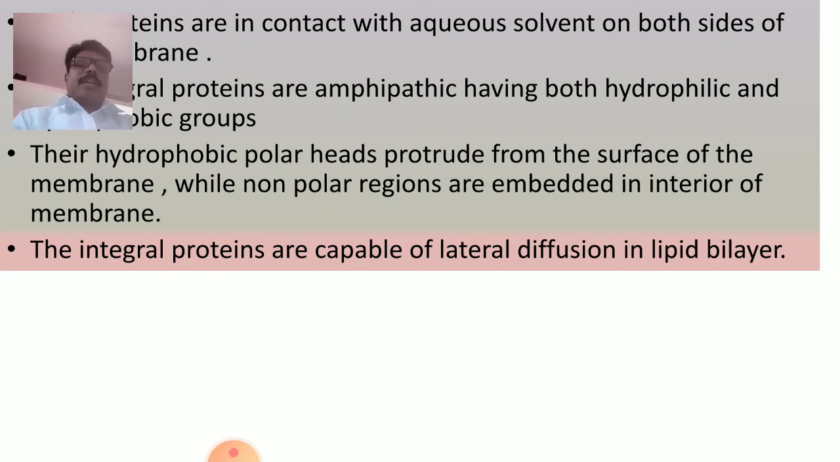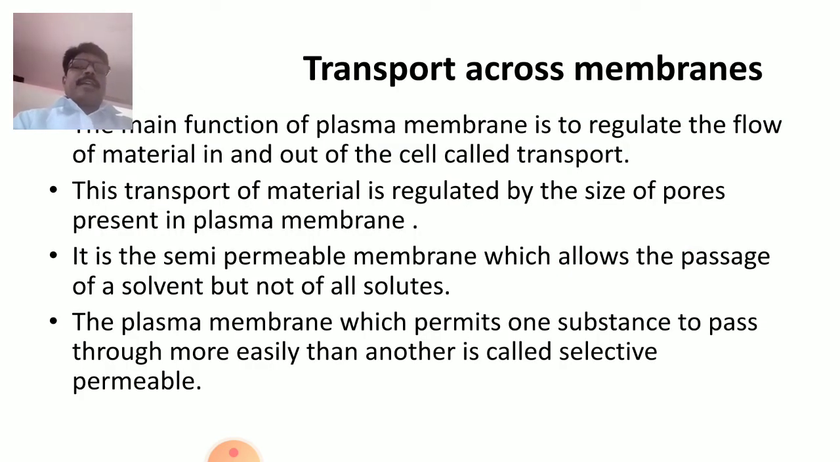The integral proteins are capable of lateral diffusion, and also of transport across the membranes. The main function of the plasma membrane is to regulate the flow of material in and out of the cell, called transport. This transport of material is regulated by the size of pores present in the plasma membrane. It is a semi-permeable membrane which allows the passage of solvent but not of solids. The plasma membrane, which permits one substance to pass through more easily than another, is called selectively permeable.